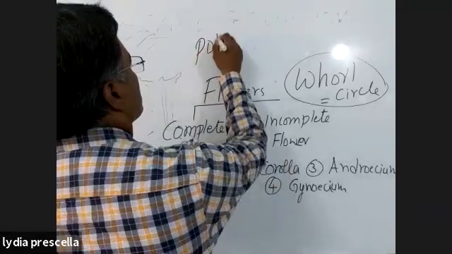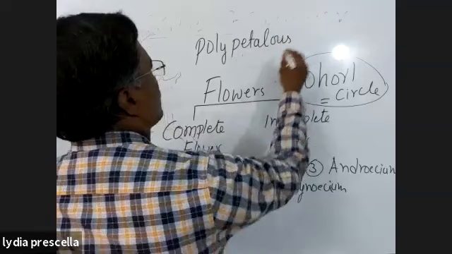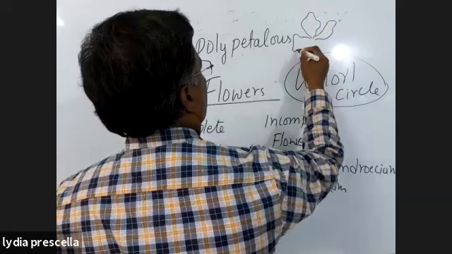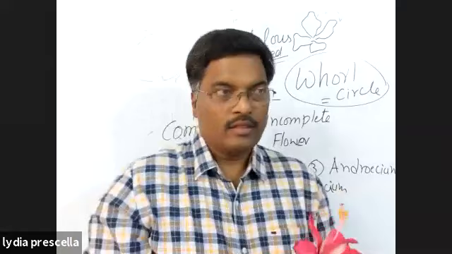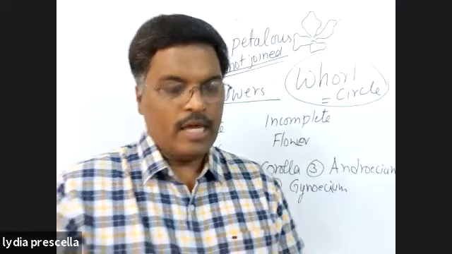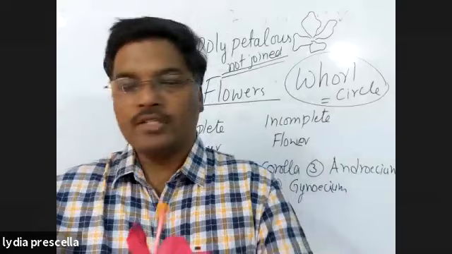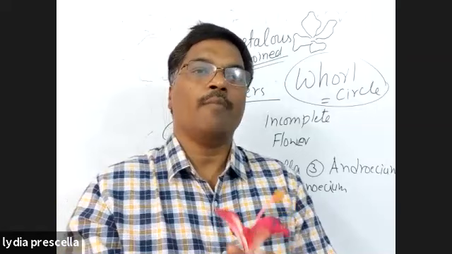Poly, petalous. This is one petal. This is another petal. This is another. Not joined. And if they are joined together like this, that is called gamopetalous. So there are two types of corollas.